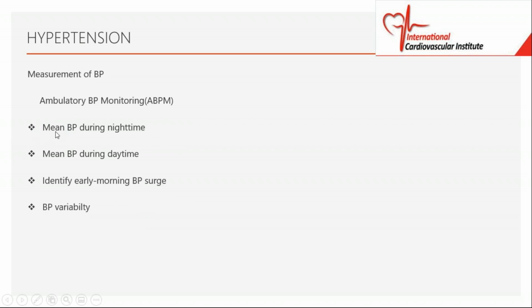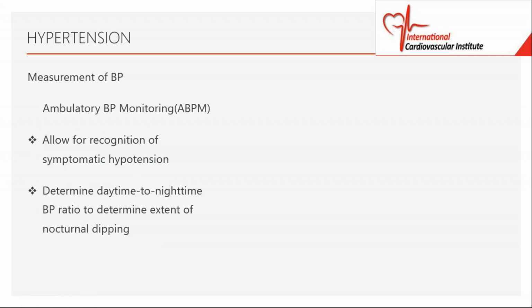And you will get a mean nighttime blood pressure recording. You can also get a mean daytime blood pressure recording, and you can identify early morning blood pressure surge, so you can see certain trends, what's happening during the night, what's happening during the morning and throughout the day. And you can look at blood pressure variability. So the ambulatory blood pressure monitoring is a very good device.